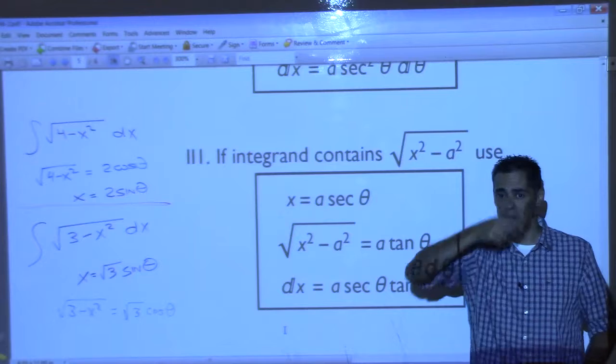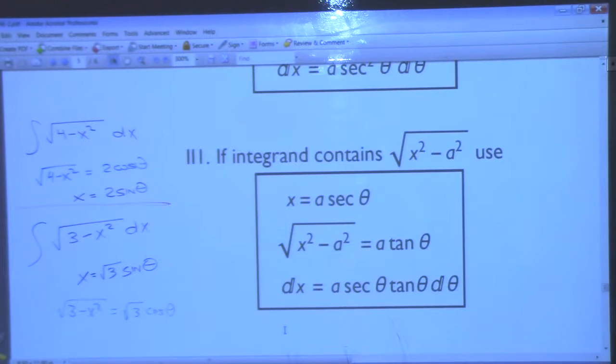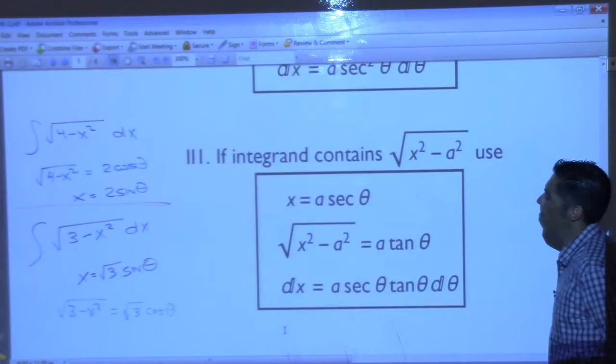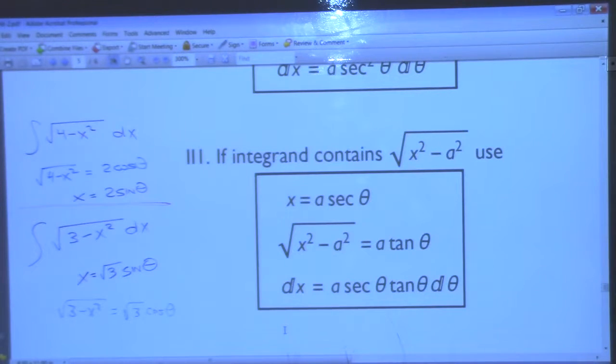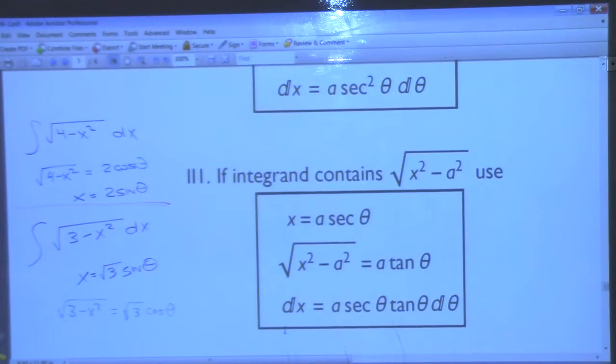Did you have a question? Yeah, I was going to ask, so basically the problem that we look at, if it is a difference of squares, then we use sine substitution, and if it's a sum of squares, then we use the tangent substitution, and if it's like a backwards difference of squares, like x squared minus a squared, so it's basically like difference of squares except off by -1, we would use secant.